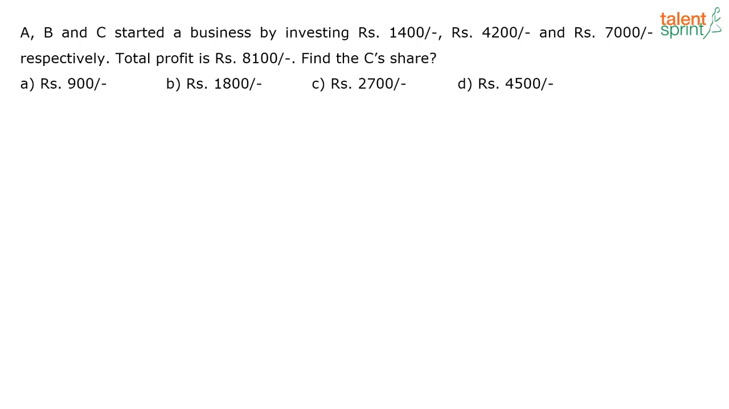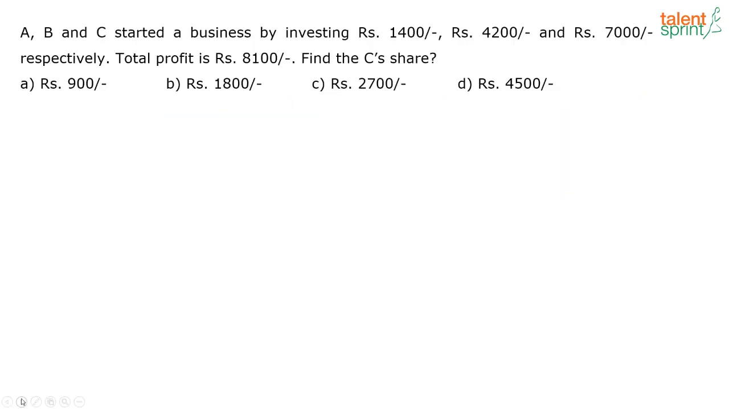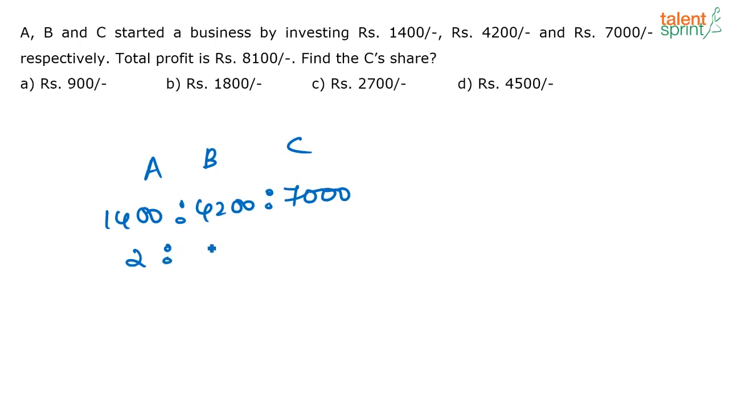So in what ratio will the profit be shared? If the period of investment is the same, see, it is case 2. Correct? Here the period of investment is the same. So profit will be shared in the ratio of the amount invested. Have A, B, C. Profit will be shared in the ratio 1,400 is to 4,200 is to 7,000, or this is 1 is to 3 is to 5. Correct? I took it as 2 earlier, sorry about that.